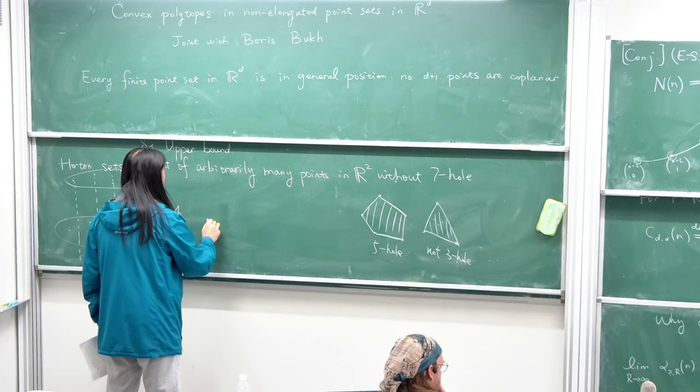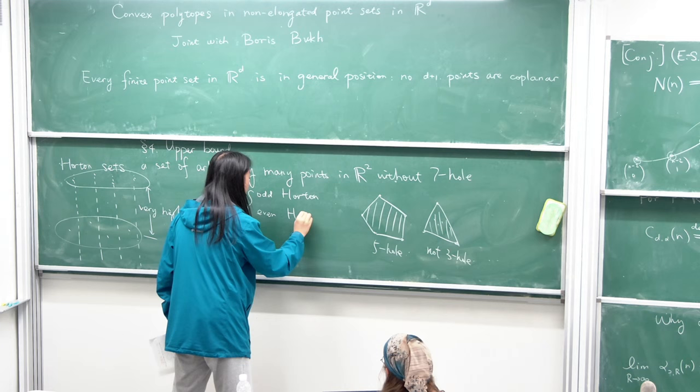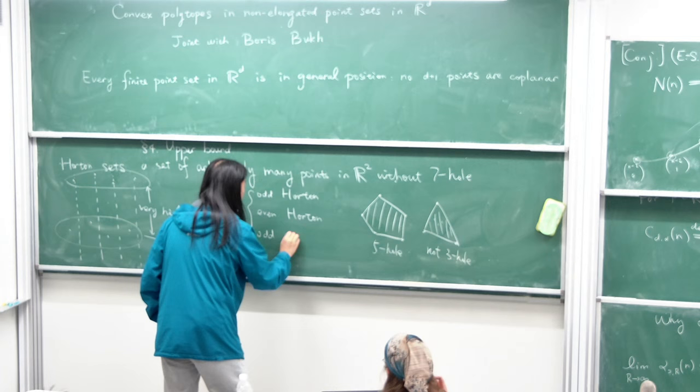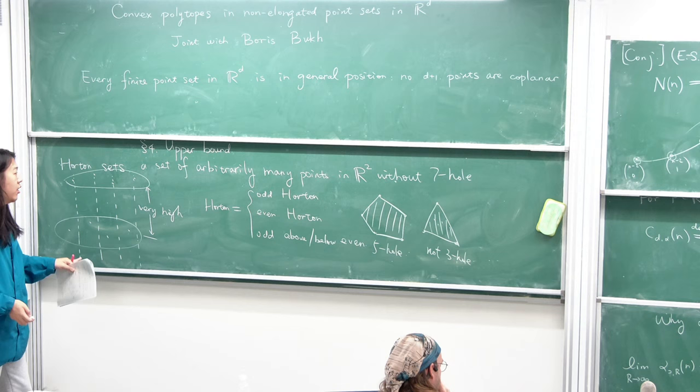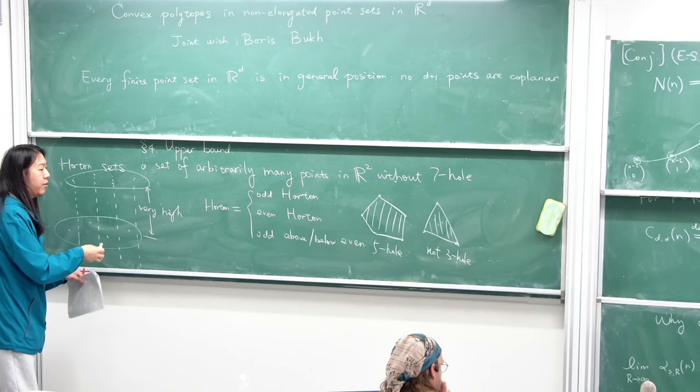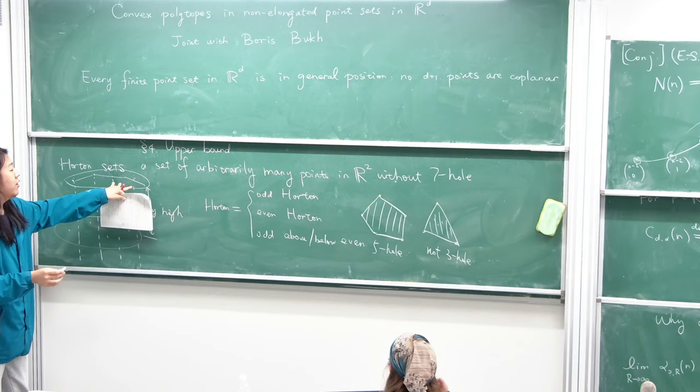And formally speaking, by Horton, I mean odd Horton plus even Horton, plus odd is above or below even. So the point of these sets forbidding seven hole is that they're forbidding large cup and cap. So you may think about having this kind of picture is hard, and that's why there's no seven hole.